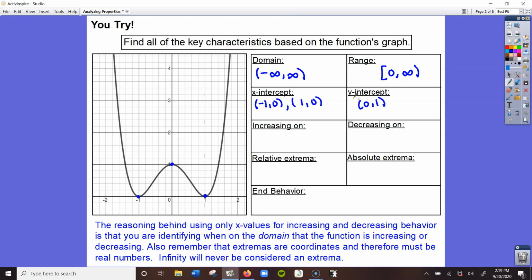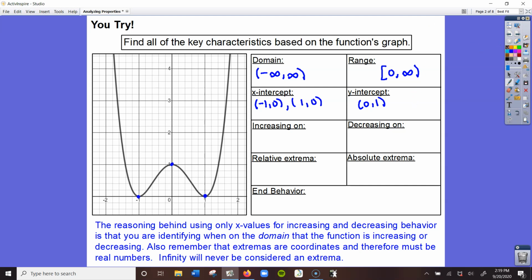Now the reason for this is that all y-intercepts have an x value of 0. So if you had multiple y-intercepts, that means that x equal to 0 would repeat on the function. And functions have no x values that repeat. So if that were to happen, the graph you're looking at is not considered a function.